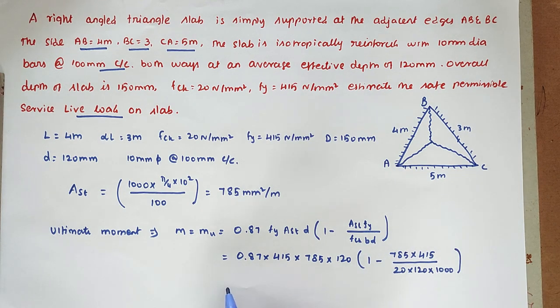Now solving this, we got the value of 29 into 10 power 6 Newton mm. We can convert into meter: Newton converts into 10 power 3 and mm converts into meter with 10 power 3, so 10 power 6 gives 29 kilonewton meter. So we can call it 29 kilonewton meter per meter.